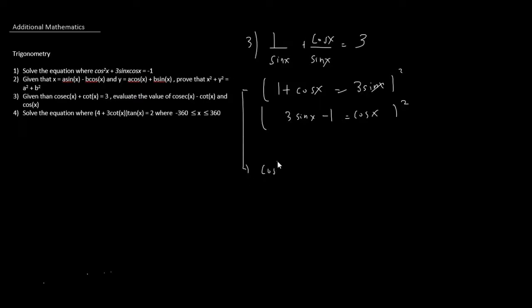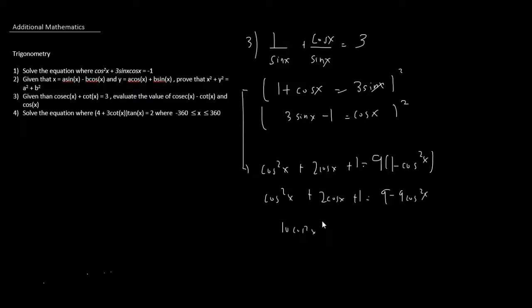So right now, we will have cos square x plus 2 cos x plus 1 is equal to 9 sin square x. And remember that sin square x is 1 minus cos square x. Right? So we have cos square x plus 2 cos x plus 1 is equal to 9 minus 9 cos square x. And so here, if we simplify, we have 10 cos square x plus 2 cos x minus 8 is equal to 0. Right?